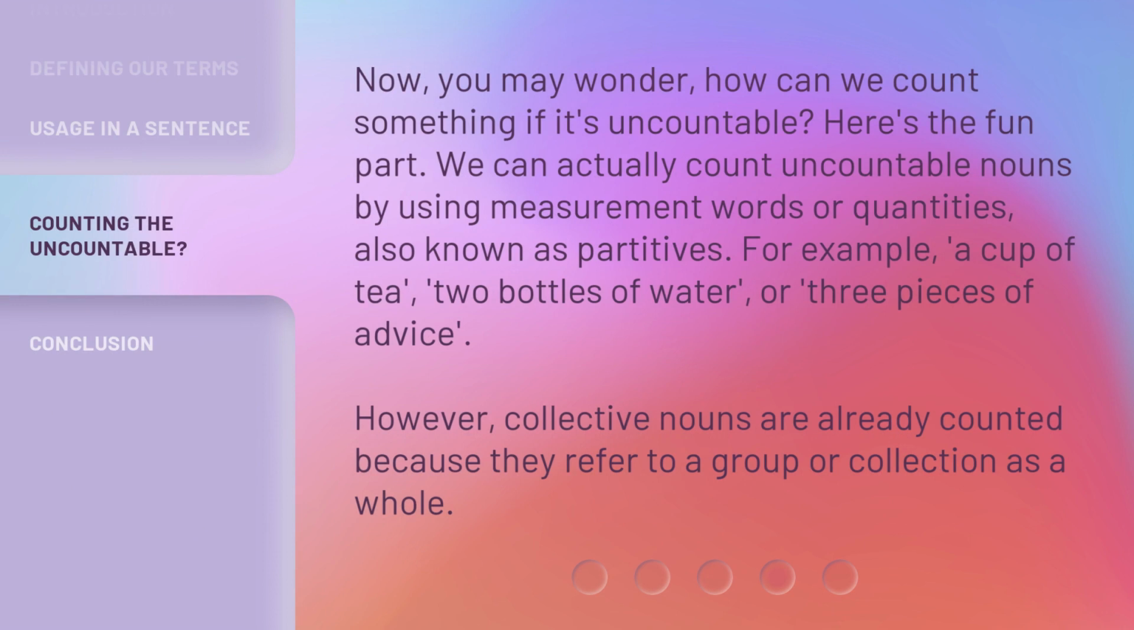Now, you may wonder, how can we count something if it's uncountable? Here's the fun part. We can actually count uncountable nouns by using measurement words or quantities, also known as partitives. For example, a cup of tea, 2 bottles of water, or 3 pieces of advice. However, collective nouns are already counted because they refer to a group or collection as a whole.